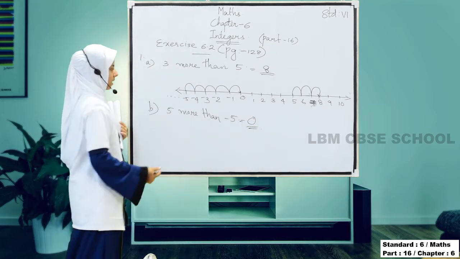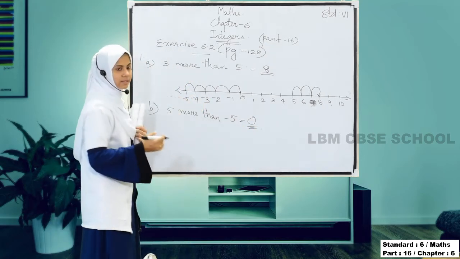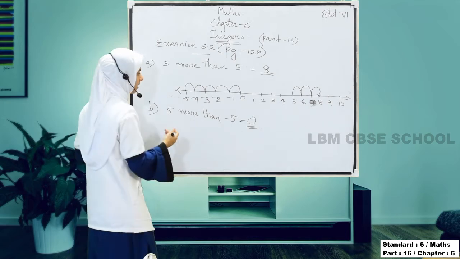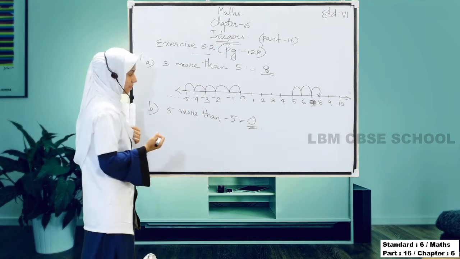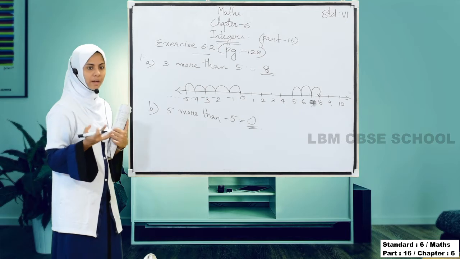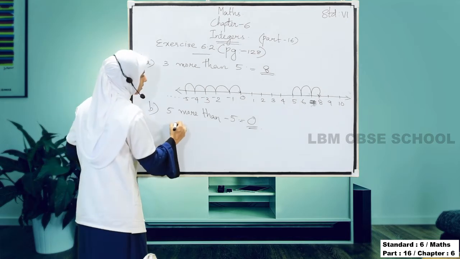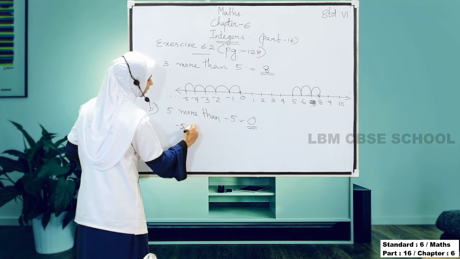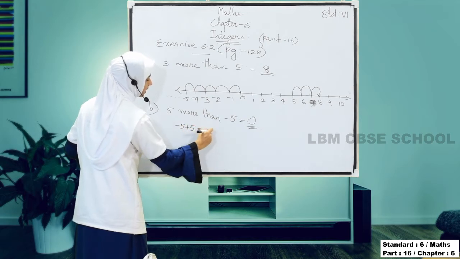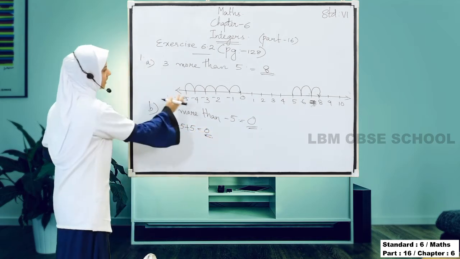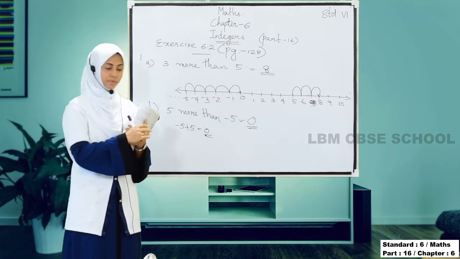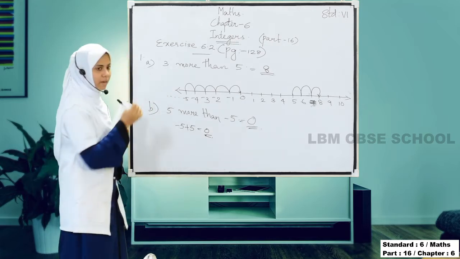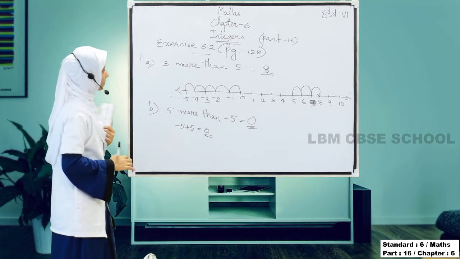Otherwise, if you have any doubt whether that answer is wrong, then you can take the sum without using the number line. That means 5 more than minus 5 means we have to add minus 5 with 5. Minus 5 with 5 we will get the sum 0. So the answer we got using the number line is correct. Okay.